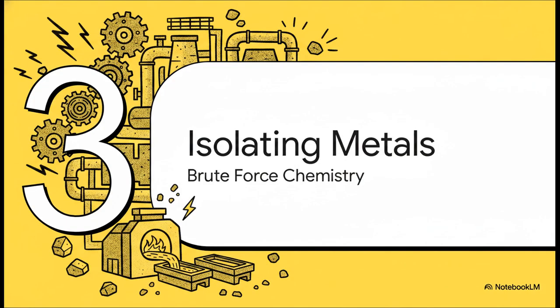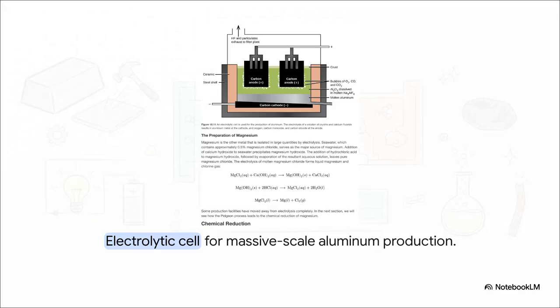Next up, part 3, isolating metals from nature, brute force chemistry. Now, because these metals are so incredibly reactive, they're not just waiting around in the dirt for us to scoop them up. We actually have to forcefully rip them out of their natural compounds using some serious industrial muscle. For those highly reactive metals like sodium, magnesium, and aluminum, standard chemical isolation just doesn't cut it.